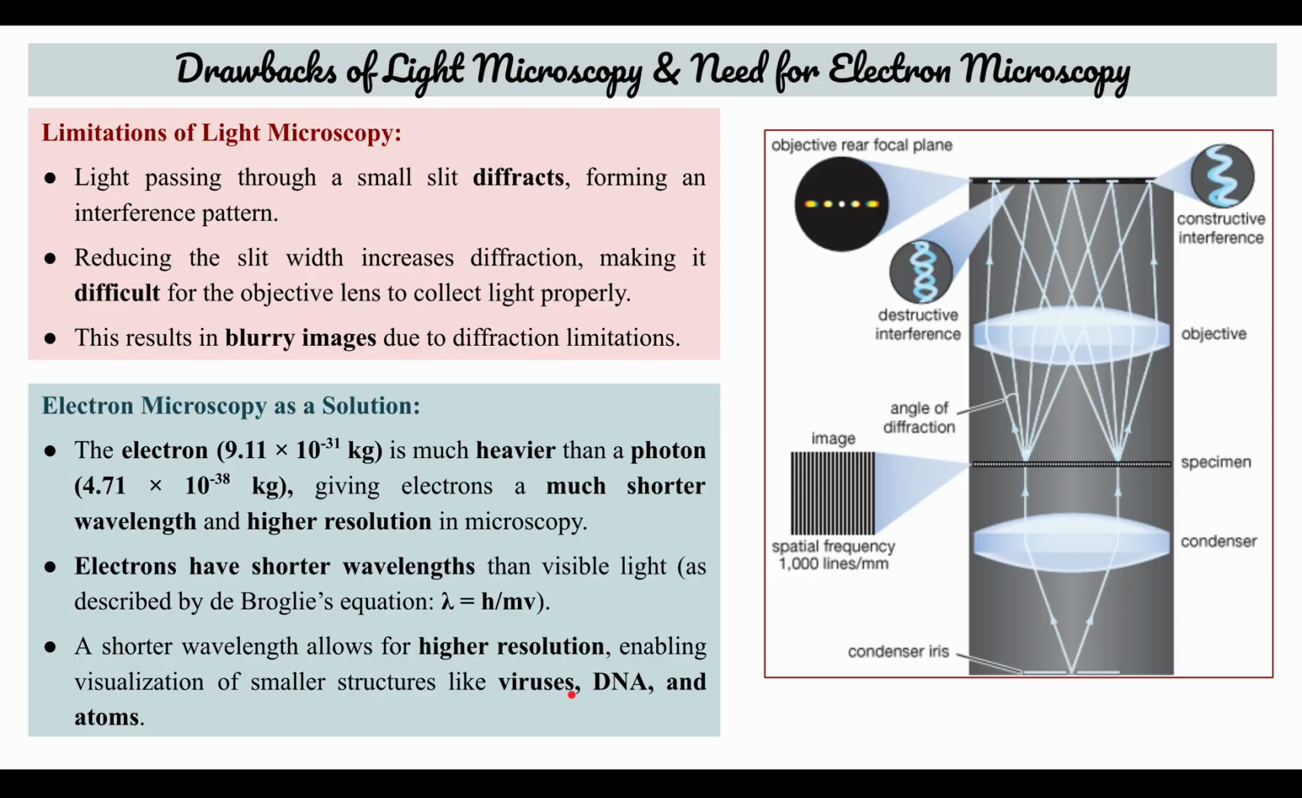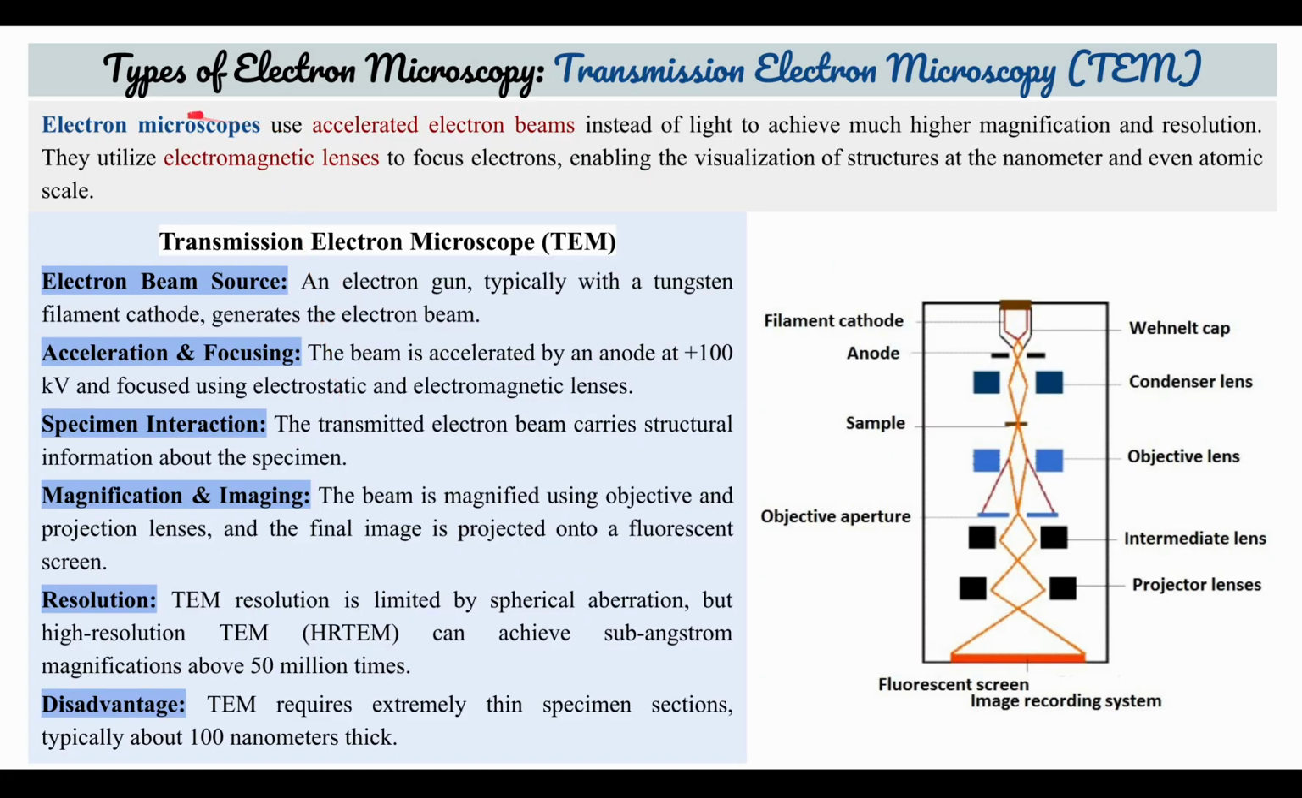viruses, DNA, atoms. As we have also discussed in a few previous slides, electron microscopy can see very small objects, such as particulate matter, which were not previously visualized using light microscopy. So these are the advantages of why we shifted to electron microscopy. There are two different types of electron microscopes which are majorly discussed. One is TEM and another one is SEM.